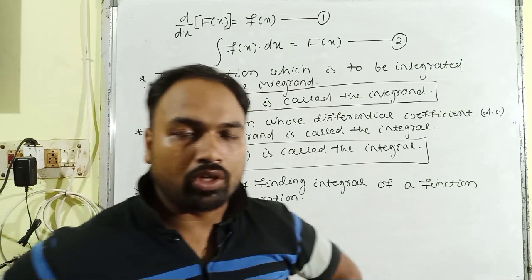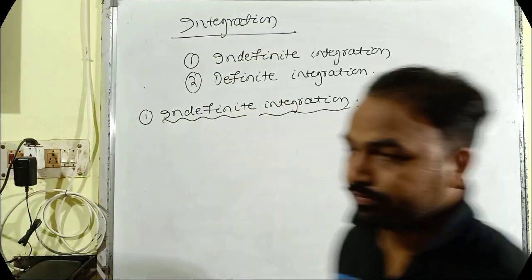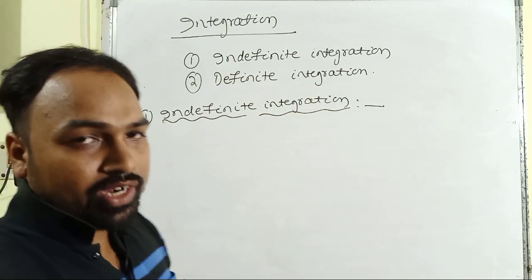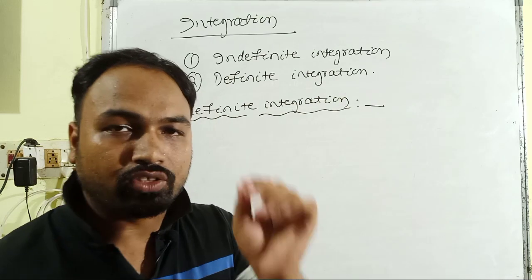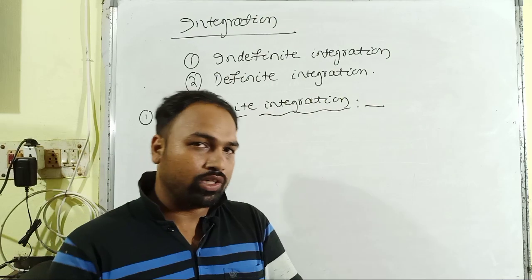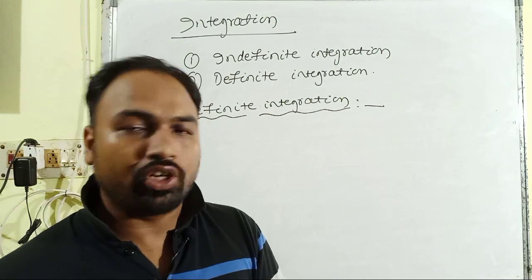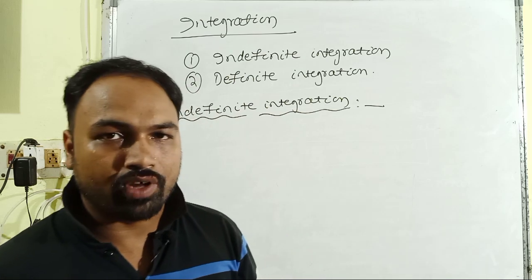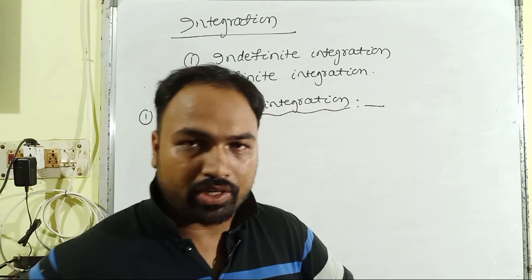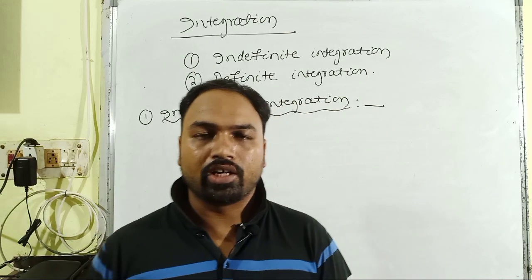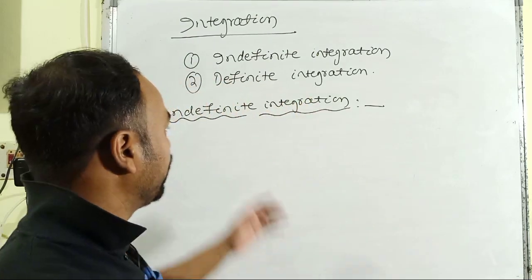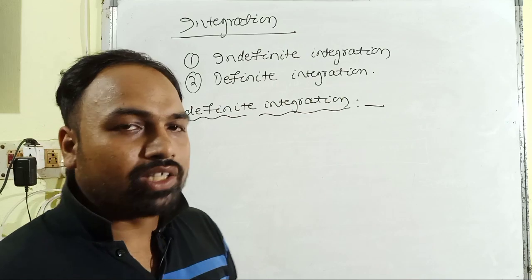Then let us move towards the types of integration. As I have already told, integration is of two types. The first one is indefinite integration and the second one is definite integration. In the later chapters, when definite integration comes, we will see its definition, but now it is the time for indefinite integration. So first of all we start with indefinite integration, but before going to indefinite integration, let us see some fundamentals behind it so that it will be clear what the definition of indefinite integration is.